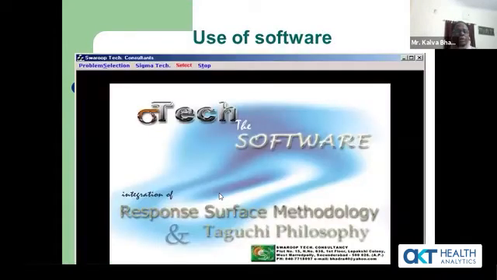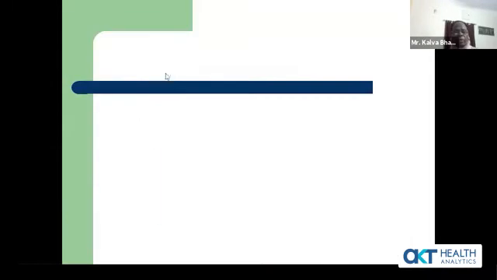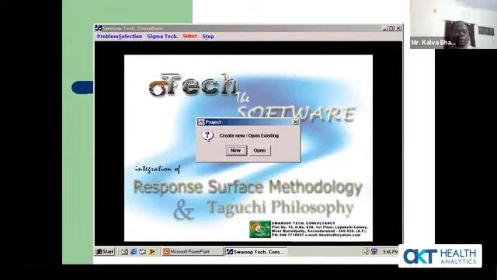See, this is the Sigma Tech software. You can see, click on problem selection. Then you will find the optimization model and screening model. Ours is a 3 variable model in optimization. So I click on the 3 variables. Then I have already stored the data in it, so I am opening this application.